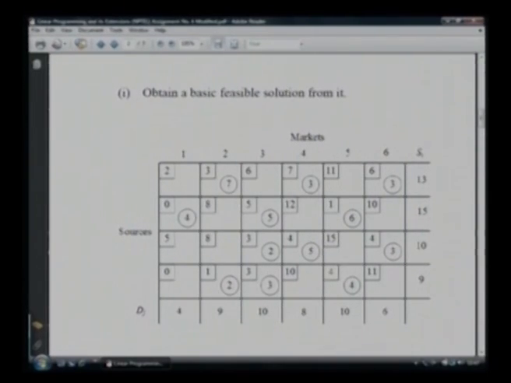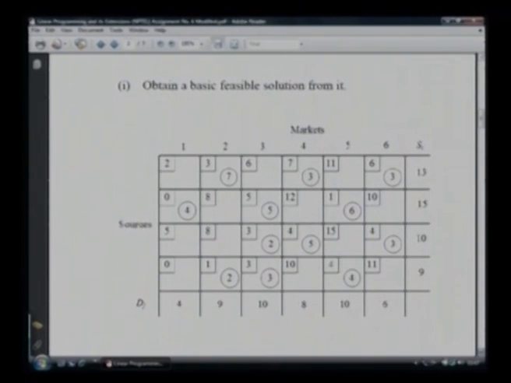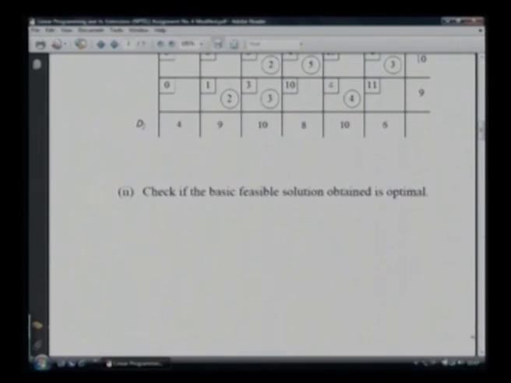So, I first want you to find a basic feasible solution from this given feasible solution. Because the number of cells is more than 9, you will have quite a few theta loops, and you have to get rid of the theta loops and then obtain a basic feasible solution. Then check if the basic feasible solution obtained is optimal.